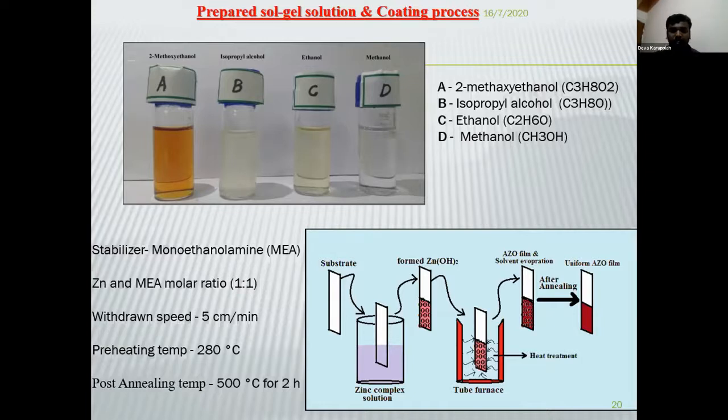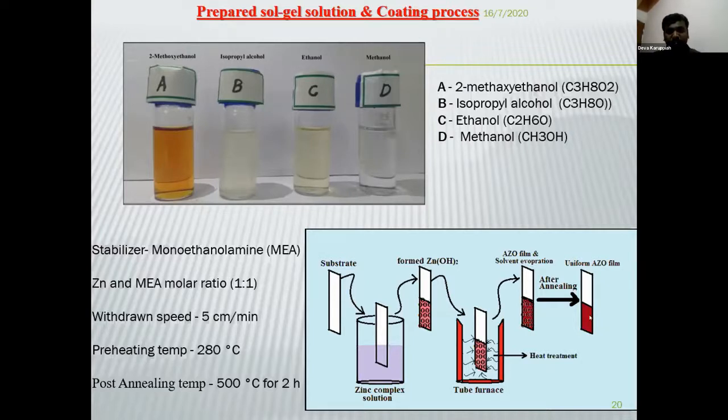So just two processes. One is the zinc solution, and the second one is the tube furnace. For the zinc solution, we just dip the substrate into the zinc solution, and the withdrawal speed is very low, 5 centimeter per minute, which is controlled by a programmable microcontroller. And then the second one is the tube furnace.